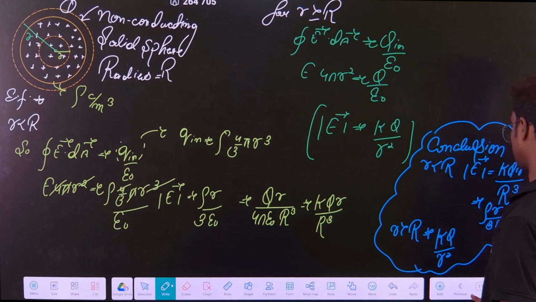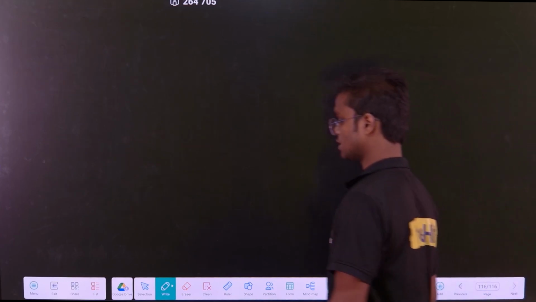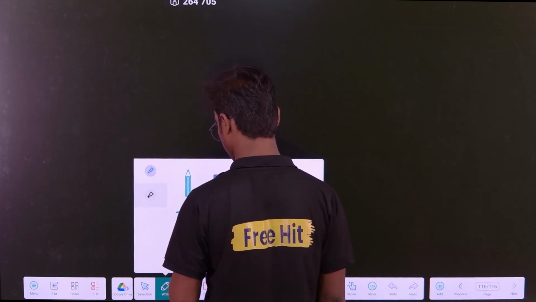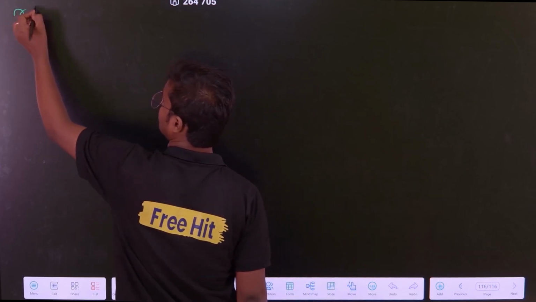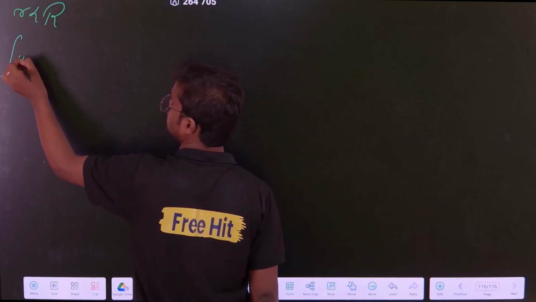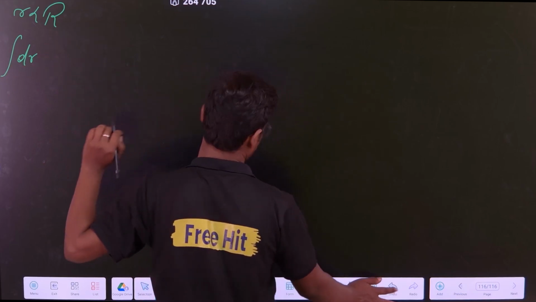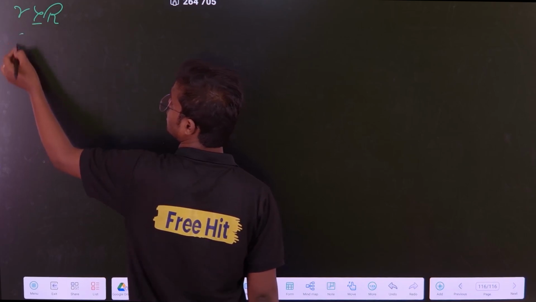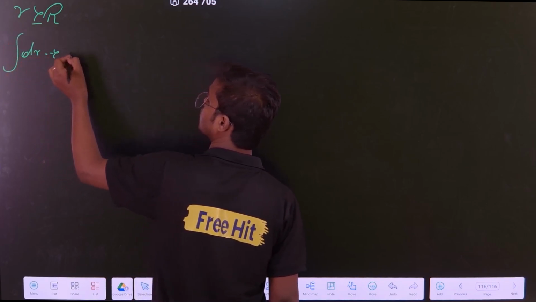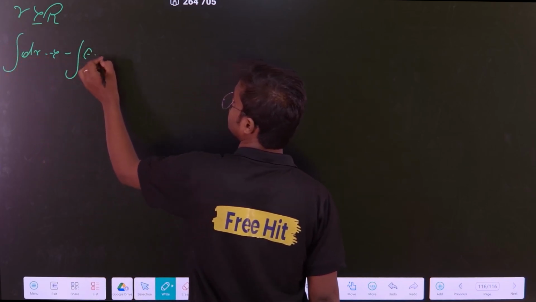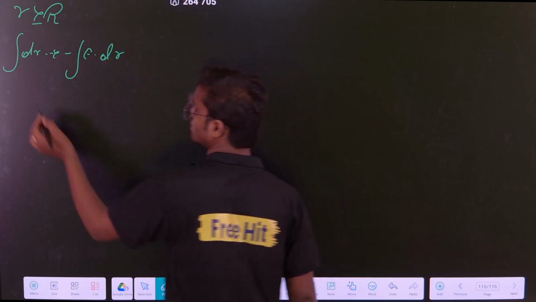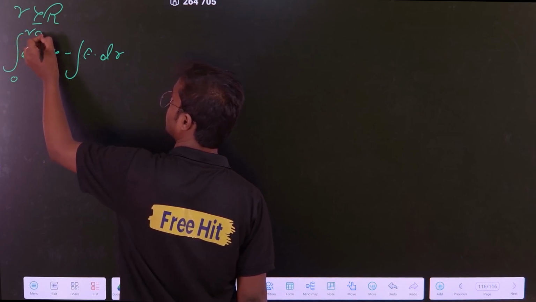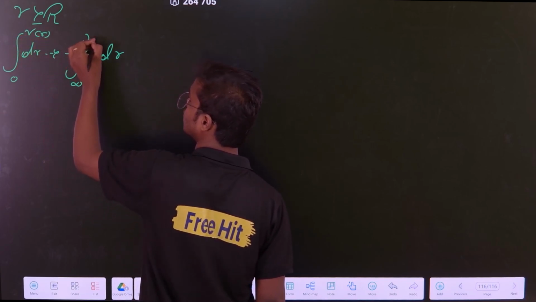But now let us talk about the next point, that is very important, that is the potential. No need to draw anything, we can directly find the potential. Let's first do it for the external point, r greater than capital R. Integration of dV is equal to minus integration of E dot dr. It is again the same, we will go from infinity to some point r.